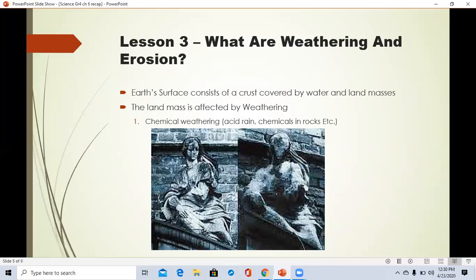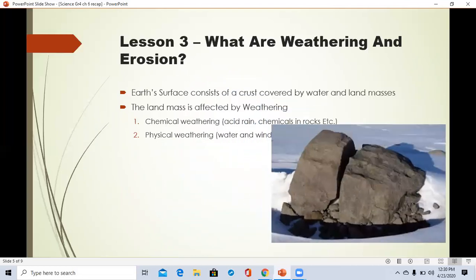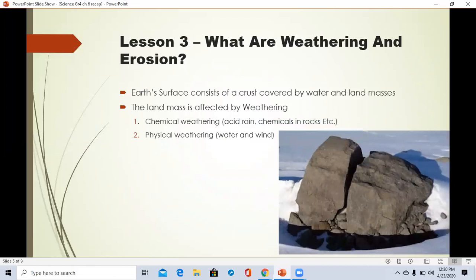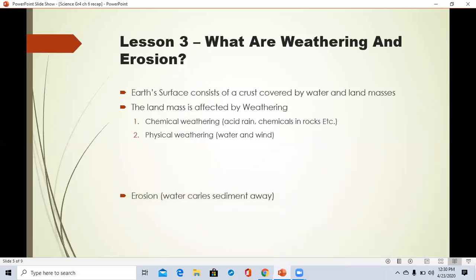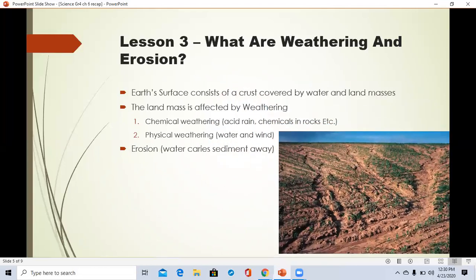In this example, we can see that the statue has lost most of its features due to chemical weathering. Then physical weathering. Physical weathering is where water and wind can physically split apart a rock. Erosion is where water carries sediments away from the Earth's surface to other places. This is due to loose soil and rain and water that interact with one another.